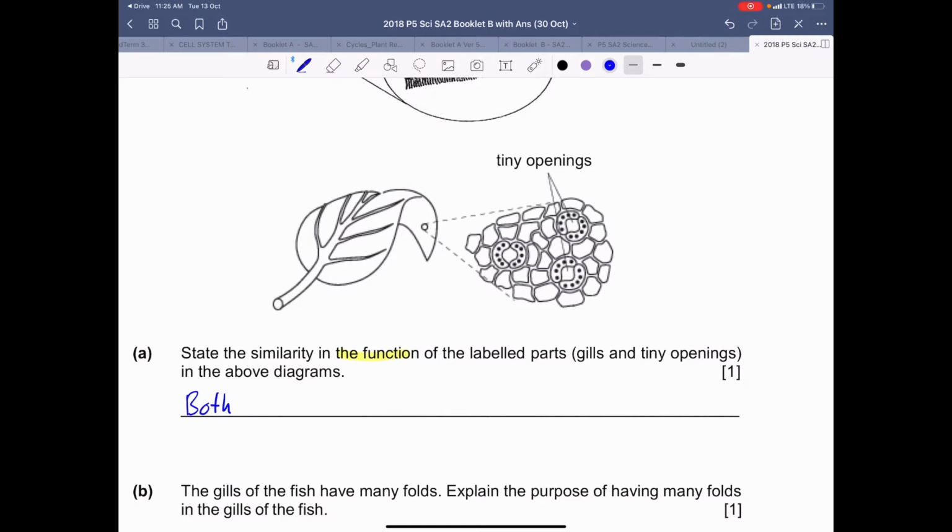Give me a second. So the primary function of both the gills and tiny openings, please follow exactly, is to allow gaseous exchange to happen.